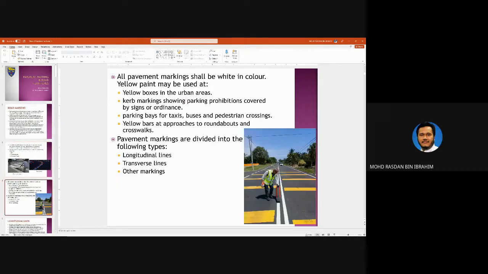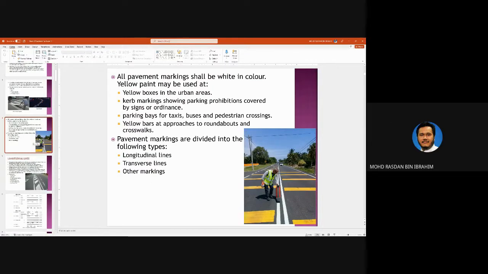All pavement markings shall be white except where yellow is used, in yellow boxes, for transverse bars like this, curb markings where you prohibit people to park, parking bays for taxis, and so on and so forth. These are some of the exceptions when you need to use yellow paint. Pavement markings are divided into the following types: longitudinal, transverse, and other markings.